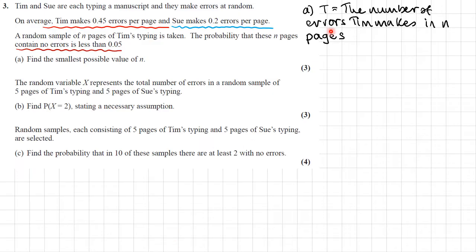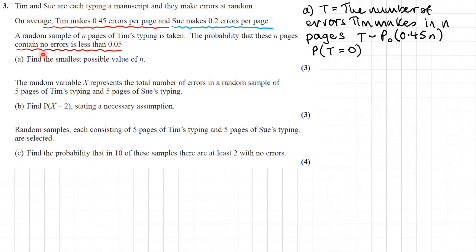So this part here, this is optional. I'll have my random variable t for Tim, and this is going to be the number of errors that Tim makes in n pages. So t is going to be a Poisson distribution where the number of errors that Tim makes is going to be 0.45 times the number of pages n. So remember, we can scale up and scale down this 0.45 depending on the number of pages. Here it's n pages, so 0.45n.